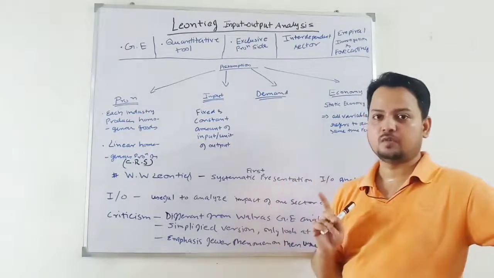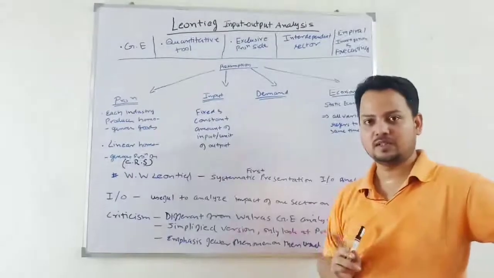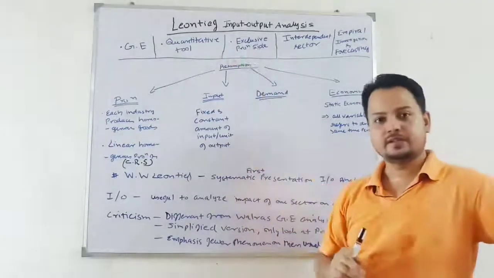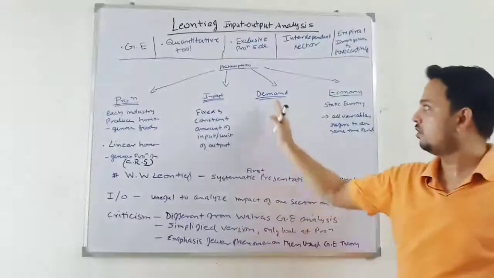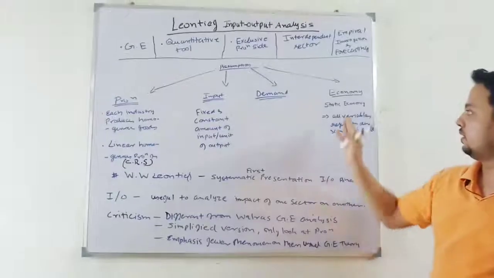I am talking per unit of output. Remember, in microeconomics, I repeat this many times, per unit of output. So we will use this to construct our input output matrix also. Now, the demand side I will come to later.